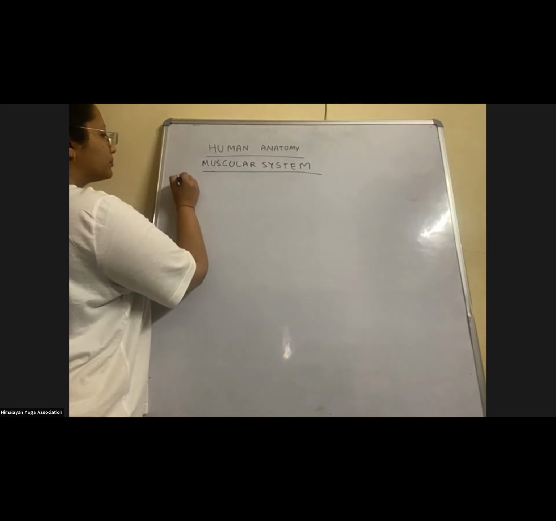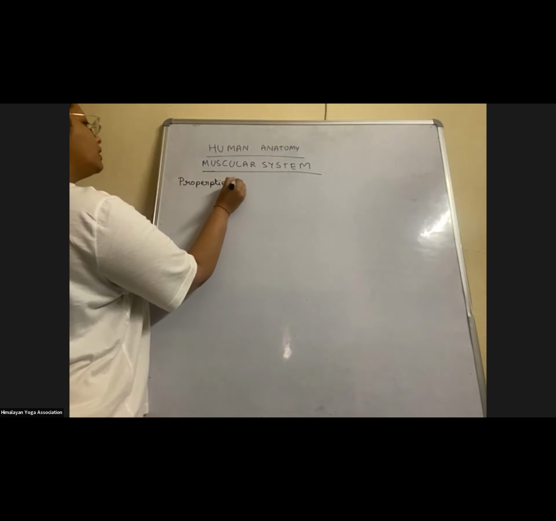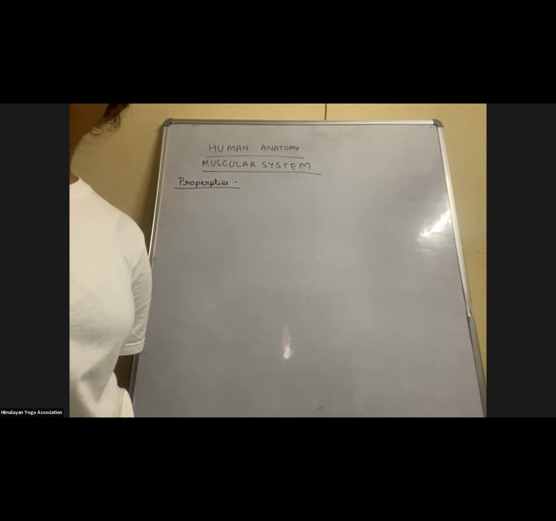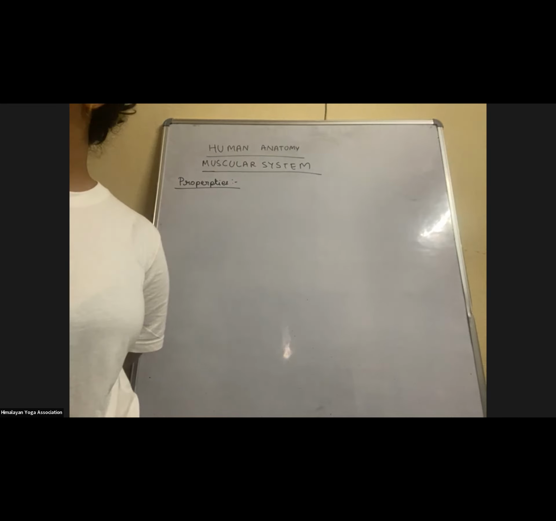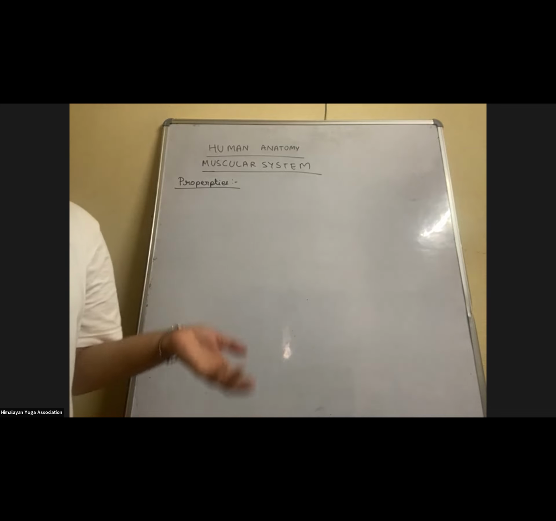So let's study the 5 properties. What is the purpose of the muscular system? Why do we have a muscular system anyways? What is the purpose of the muscular system? It is to provide movement to the body.